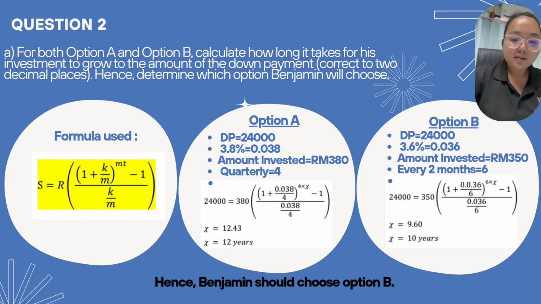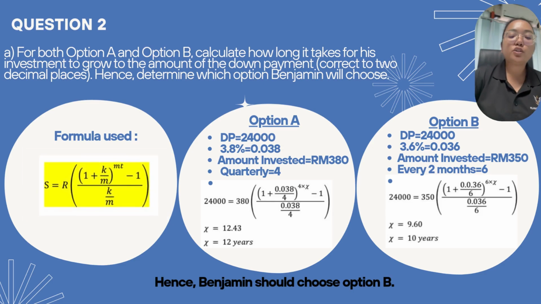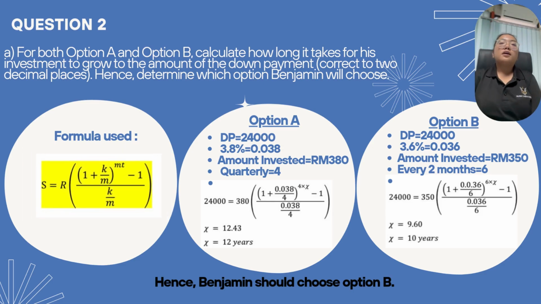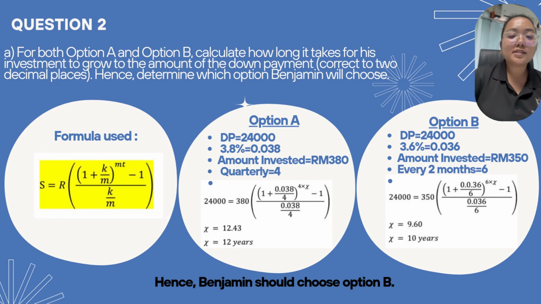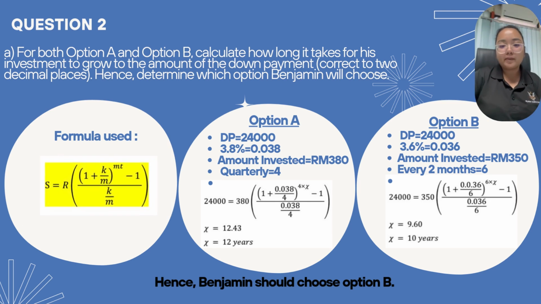For this question, Benjamin should choose option B, which has the shortest time to accumulate the down payment.